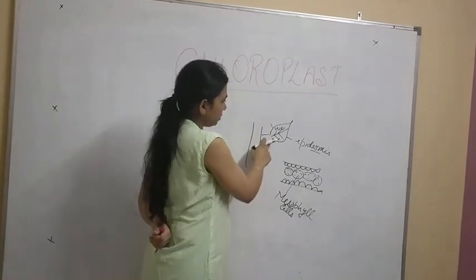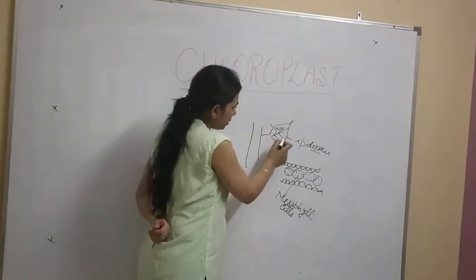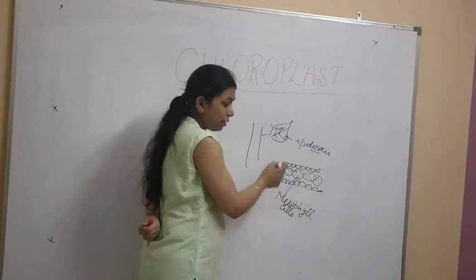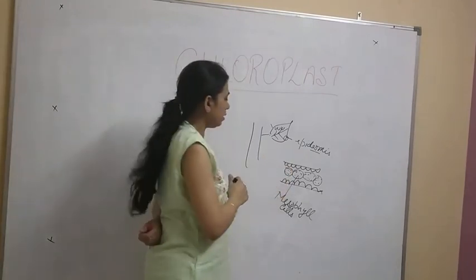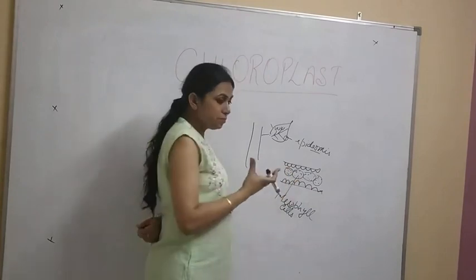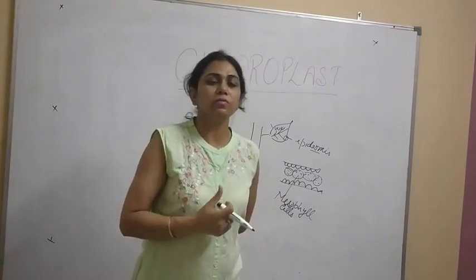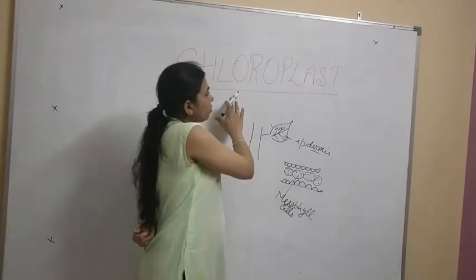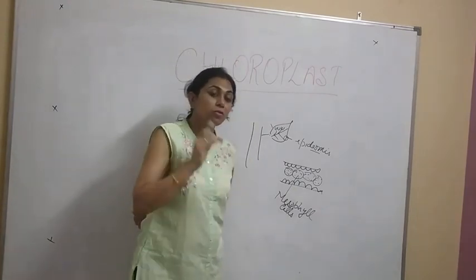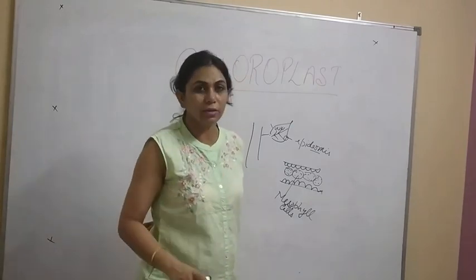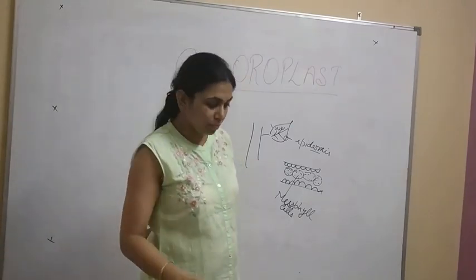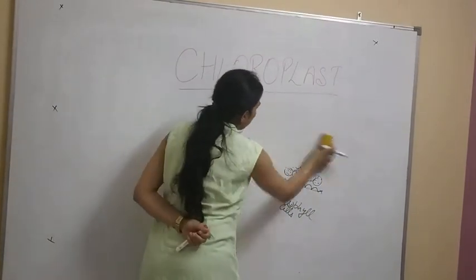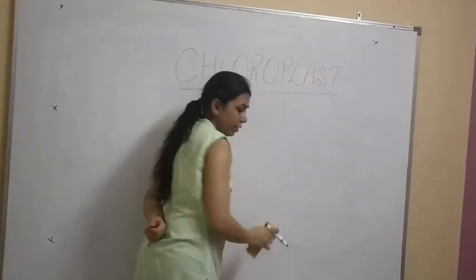Okay, this is the leaf. In the leaf, this is the section, the epidermis, and between two epidermal layers there are cells present which we call mesophyll cells, and in the mesophyll cells this organelle chloroplast is present. This chloroplast is present only in plants. It is not present in animal cells. Okay. So now what is the structure of this chloroplast?